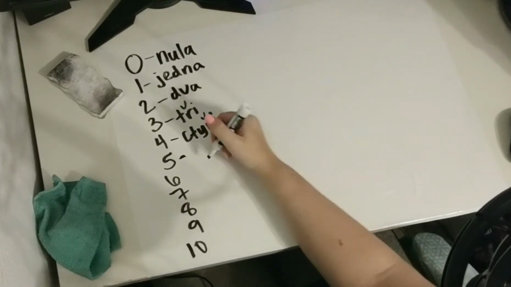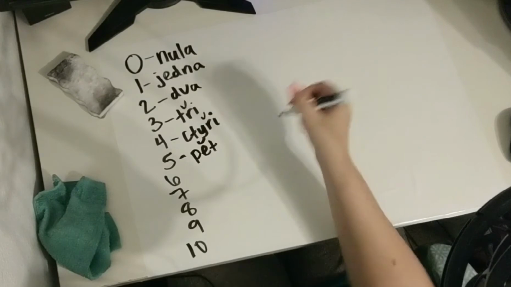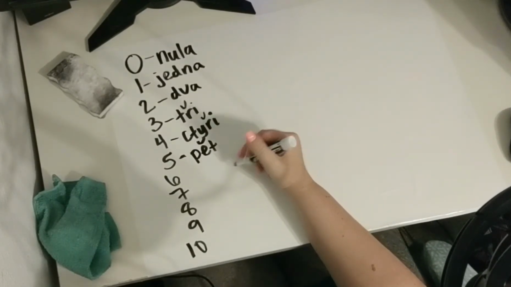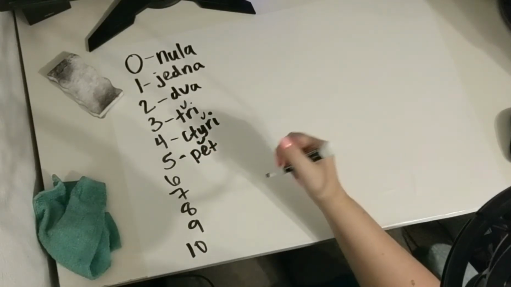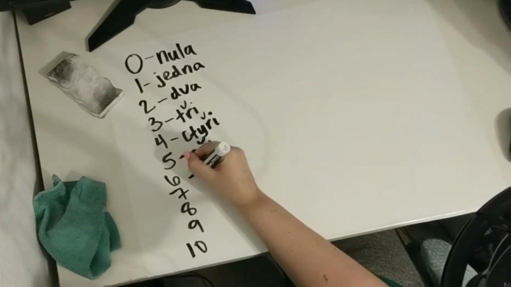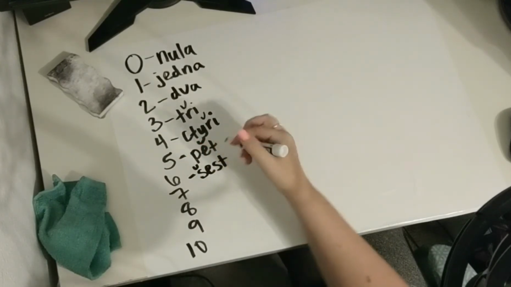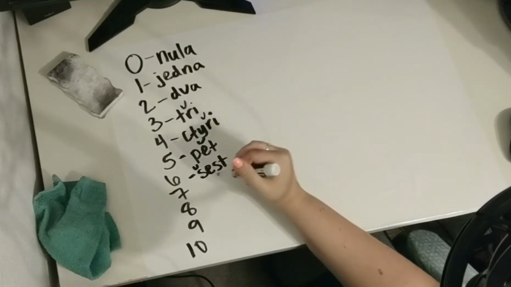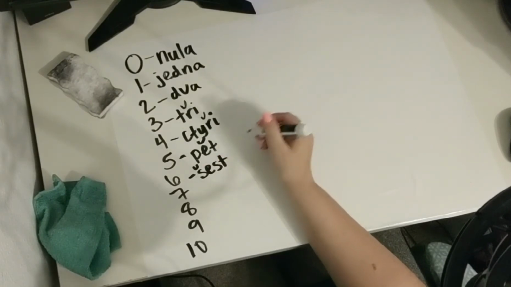Number five is piet. Remember, E in Czech is yeah. Six: remember what the hacek does to the S, makes it an SH. So this is chest. Remember, you don't really pronounce that T.